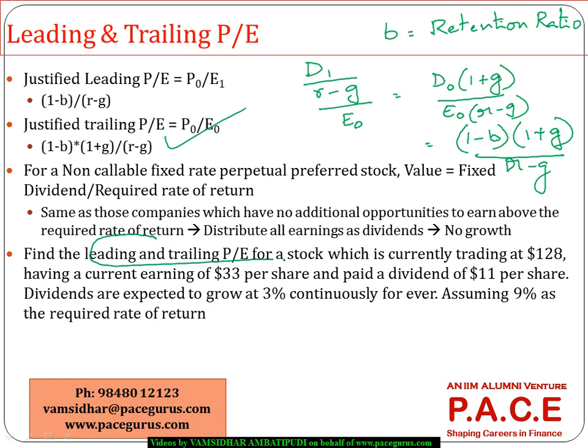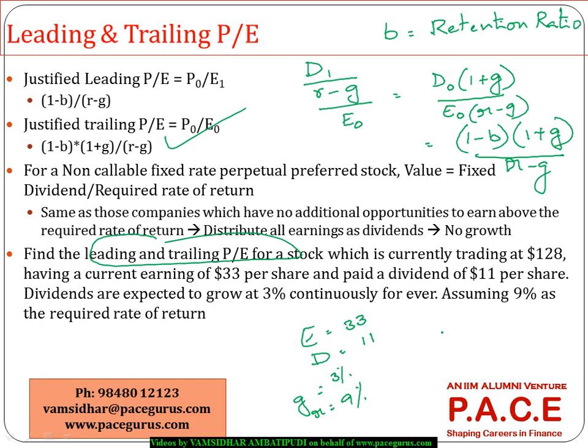Find the leading and the trailing P by E for a stock currently trading at 128 bucks earning. E is $33 a share and paid a dividend of $11 per share. Dividends are expected to grow at 3% continuously forever. And so the growth rate is 3% forever, and you assume that R is 9%.